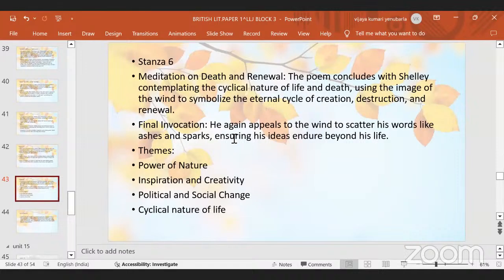So, final invocation. He again appeals to the west wind to scatter his words like ashes and sparks, ensuring his ideas endure beyond his life. So he is requesting the west wind again in the end part of the poem: scatter my words throughout the world and my ashes also. That means after my death, he is requesting the wind, even after my death, please disseminate my ideas throughout the world. The themes are power of nature, inspiration and creativity, political and social change, and the cyclical nature of life.